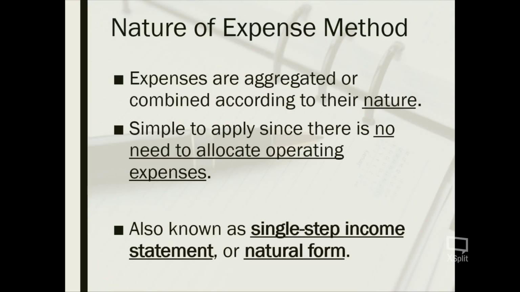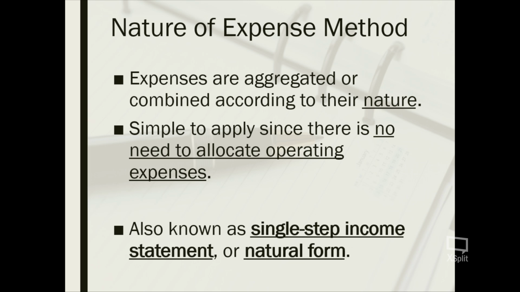So, let's start here. It is also known as the single step income statement or the natural form income statement. Because if you encounter it under a different name, we don't want you to fail to recognize it just because the name is different. So it's very important that you also know the other aliases of the nature of expense method.